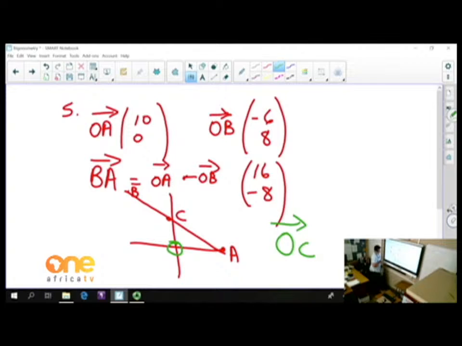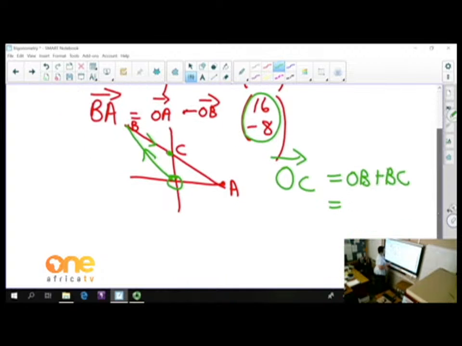So you have to find OC. Remember, that is O. So how will I walk to get there? I will take the long road there and there. So it is OB plus BC. Do I have BC? No. But I know that C is the midpoint of BA. And here we already got BA. So the midpoint will be a half of that one. Okay?